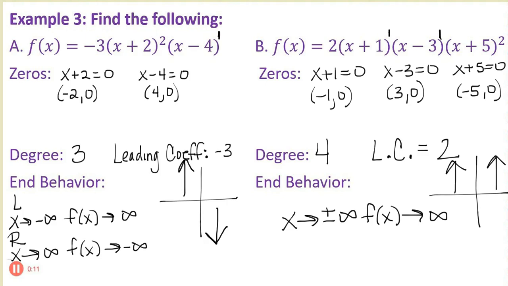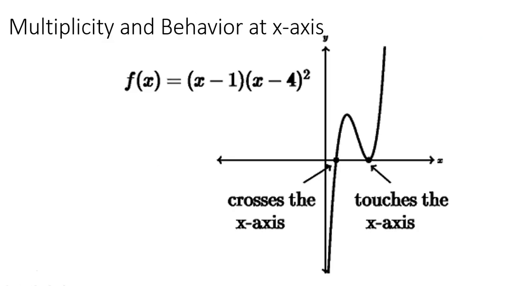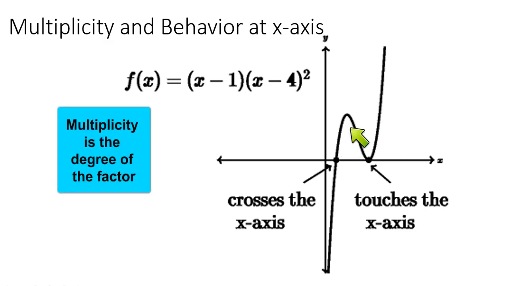So now we're going to talk about, well, what does this mean? These exponents on the factors are really important because they tell us what the graph is going to do at that 0. So there's only two things you need to keep in mind when we're talking about behavior. There's two different behaviors. Either it is going to cross the x-axis, or it's going to touch or bounce.